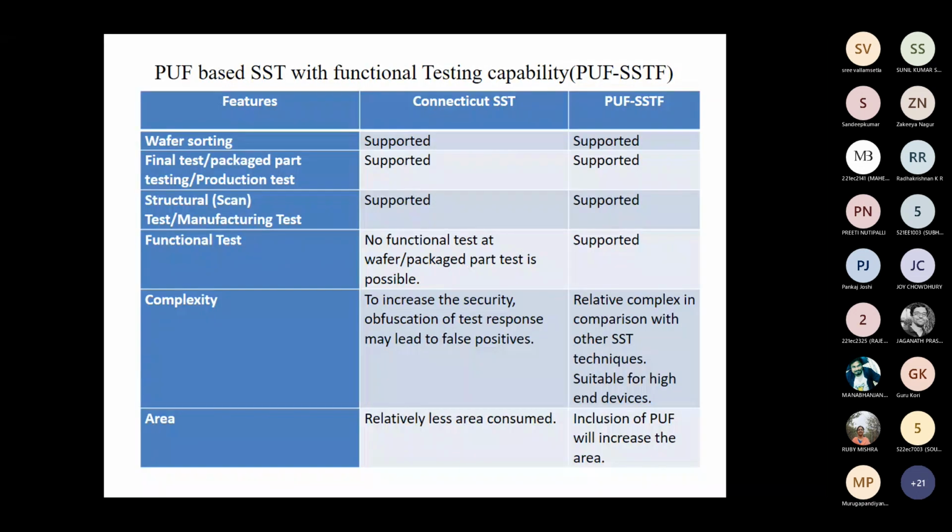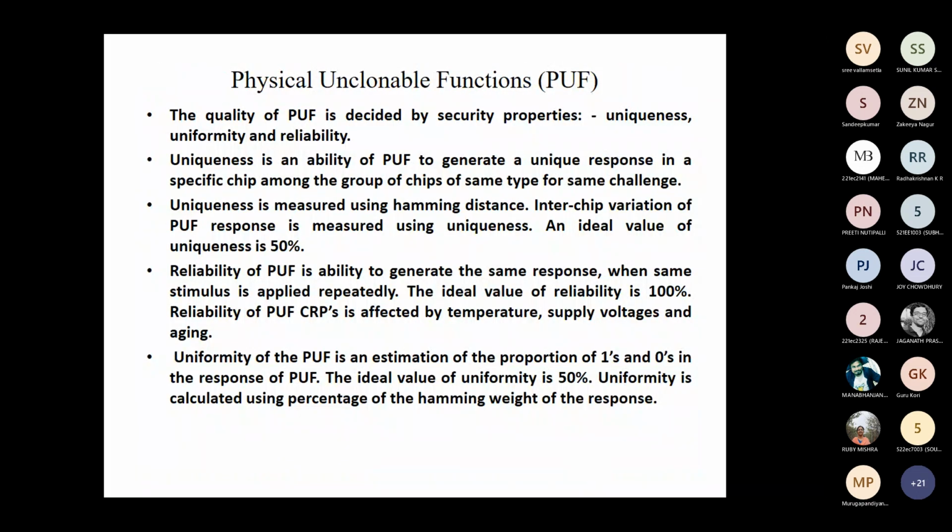So this PUF is a solution actually, physically unclonable functions. Since I will not have much time, let us go a little faster. The security properties here are uniqueness, uniformity, and reliability. So this is what we have to check about this one. We will design our PUFs, and PUFs are of different kinds. Uniqueness is measured by the Hamming distance, and the ideal value is 50%. And again, reliability of the PUF: ideal reliability is 100%, but that is something you have to look at. Uniformity is again 50%.